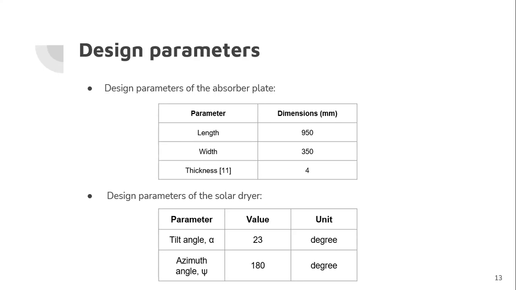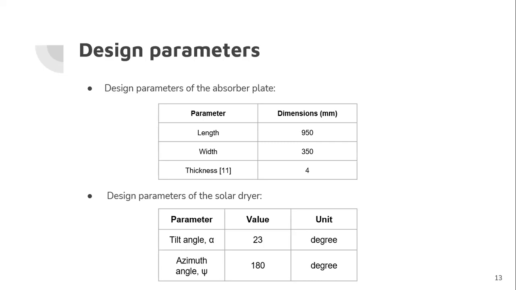I would like to begin with the design parameters of our components. So firstly, the absorber plate. The length and the width were chosen here on the basis of the available area of the solar dryer onto which our plate would be implemented. And the thickness was chosen 4 millimeters.